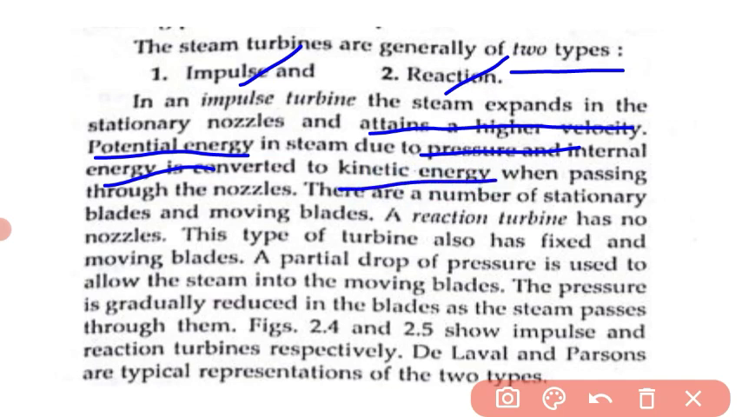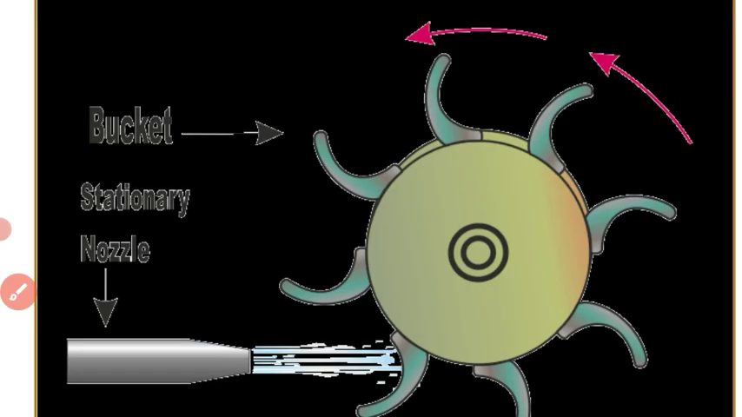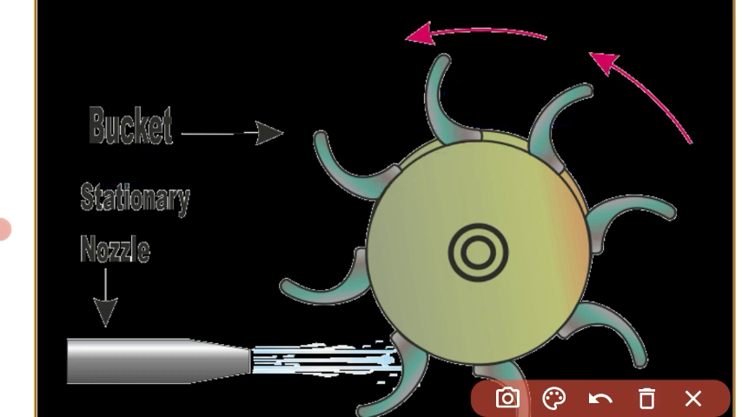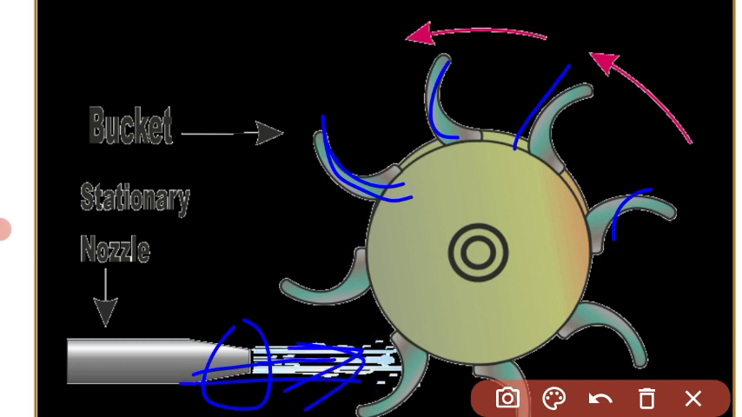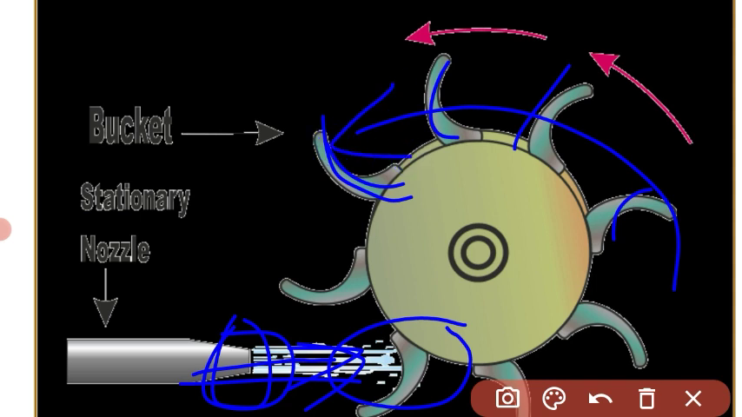So here I will show you one figure. This is a turbine. These buckets are the turbine blades. Fixed nozzle, stationary nozzle, and steam comes from this nozzle. The steam jets in an impulse turbine are directed by the fixed nozzle at the turbine's bucket shaped rotor blades, where the force exerted by the jets causes the rotor to turn in the direction as I have shown.